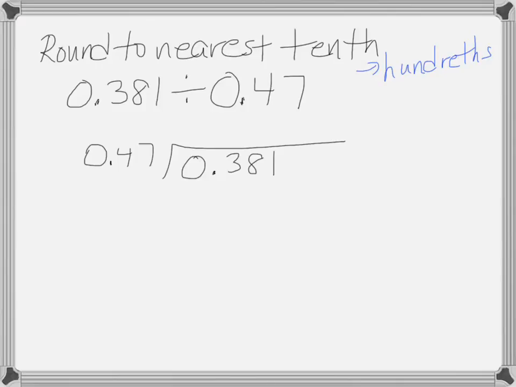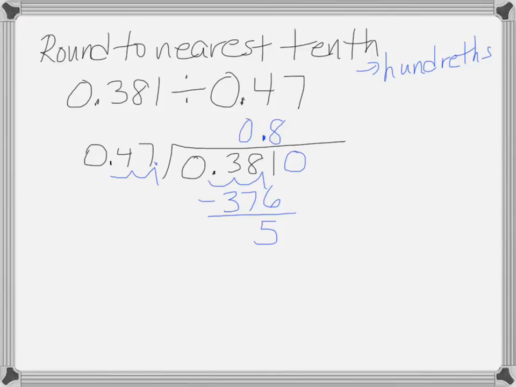Okay, look at 0.47. We want that to be a whole number, so that means moving the decimal 2 places to the right. If I move that decimal 2 places to the right, I also have to move the inside decimal 2 places to the right. Now, 47 won't go into 38. So I look at 381. 47 goes into 381 8 times. Multiply, it's 376. Subtract, and we get 5. So I have a remainder of 5, but I need to go out to the hundredths place. So we'll put a 0 at the end.